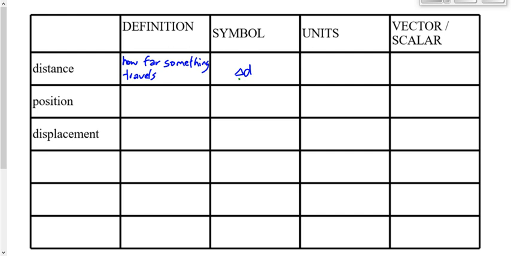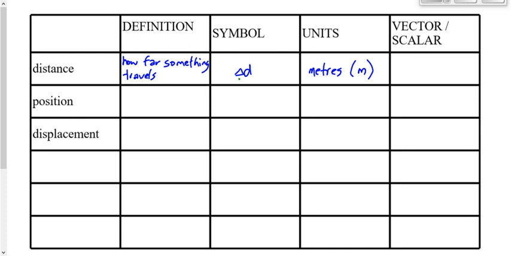The units for distance are usually meters, although they don't have to be, at least not always. But that's the standard unit. If in doubt, that's what we should use, meters.